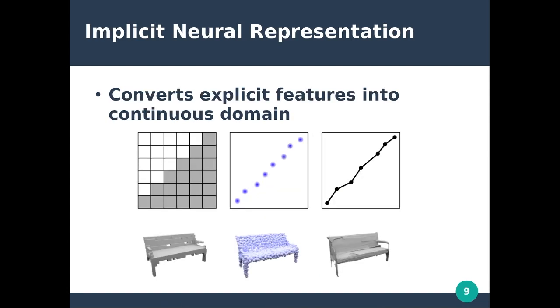Implicit neural representation models do not use the explicit features of an image. Rather, they convert the explicit representation into an implicit function that represents the image continuously. This type of model was popularized in 2018 in a paper called Neural Scene Representation and Rendering, which aimed to represent a scene implicitly through images from multiple viewpoints.